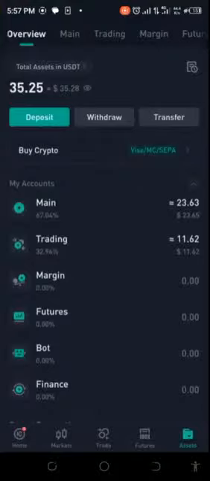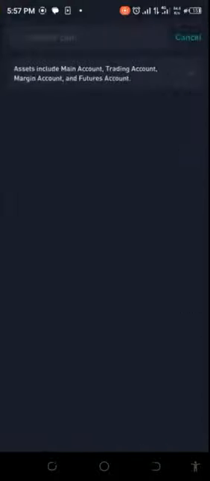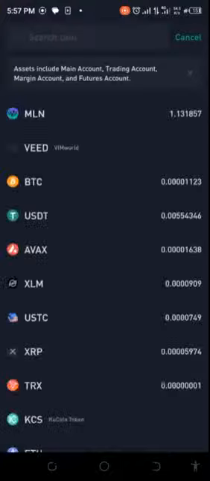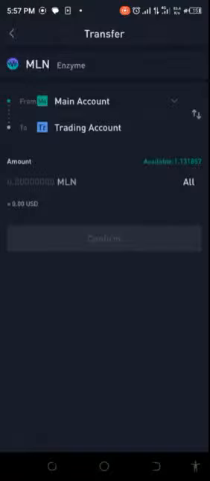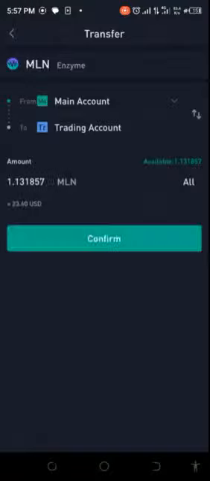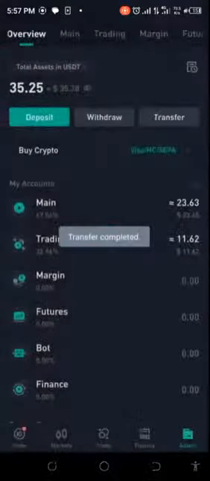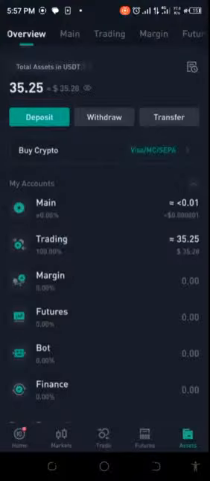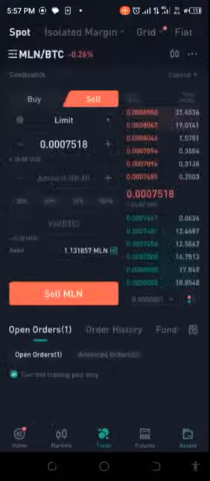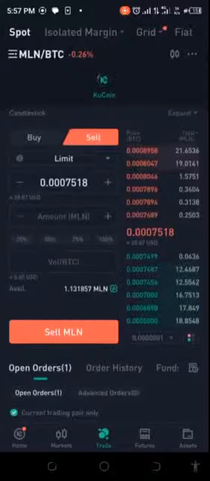Now what we need to do is transfer this. We're going to have to transfer this, right? So what do we have here? We have 1 point, okay, let's put all, and let's see, 1.13. So we're just going to put that, 1.13. Oh, I love that sound. So we're going to go over to trade now. When we do this, we're going to see everything here.